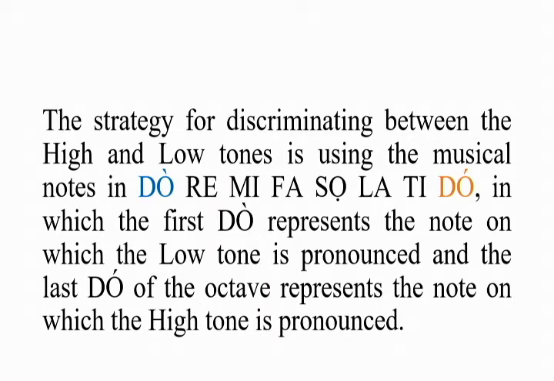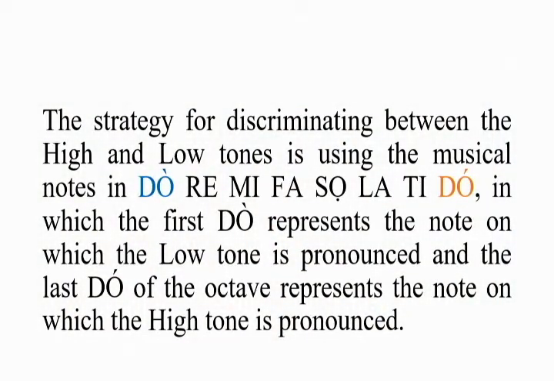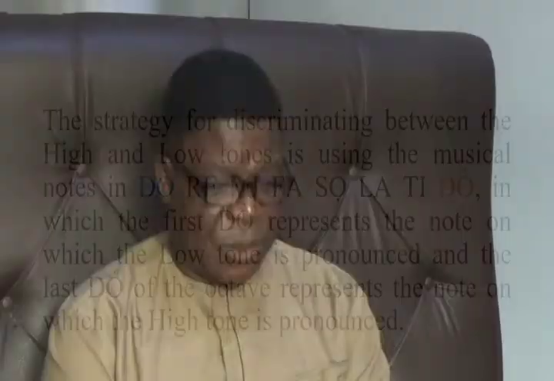The strategy for discriminating between the high and low tones is using the musical notes do, re, mi, fa, sol, la, ti, do, for the people who are good in music, in which the first do represents the note on which the low tone is pronounced, and the last do of the octave represents the note on which the high tone is pronounced.